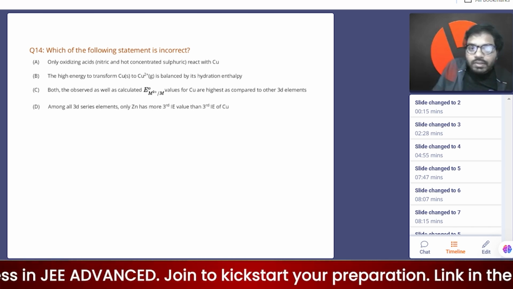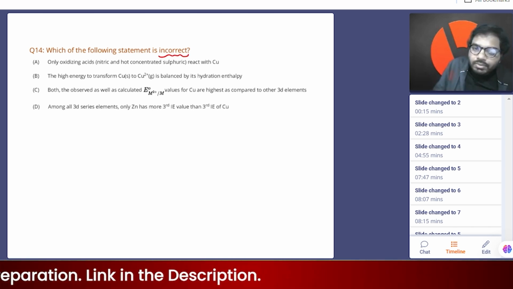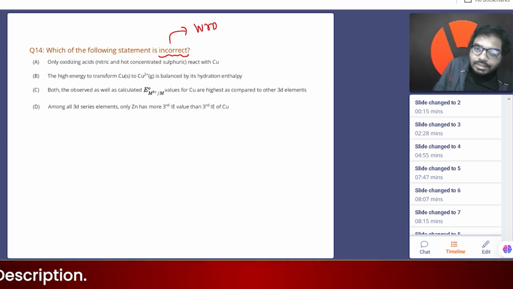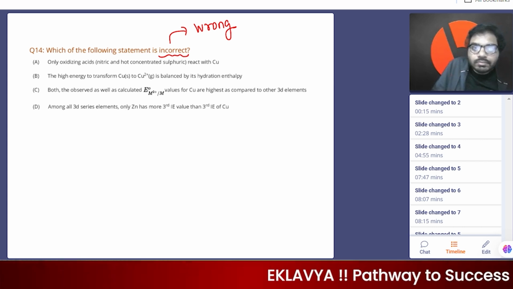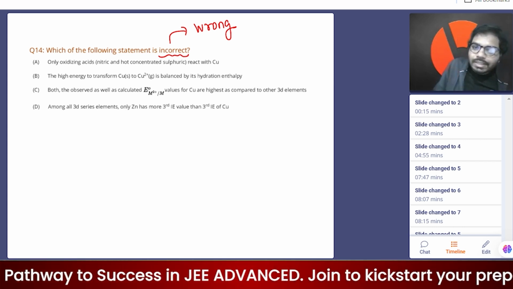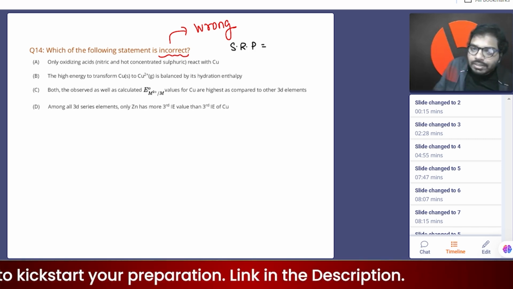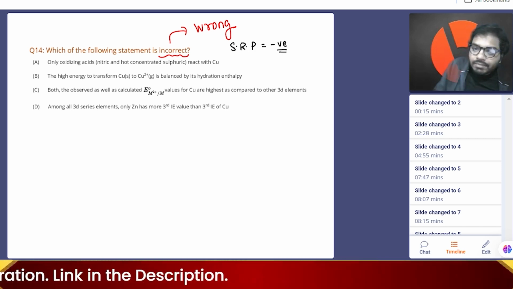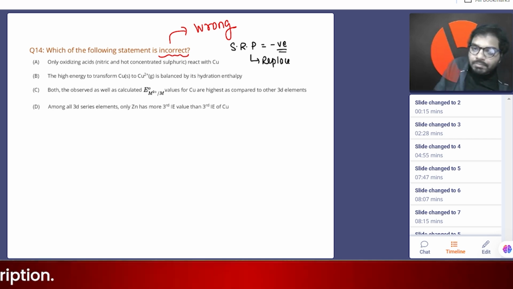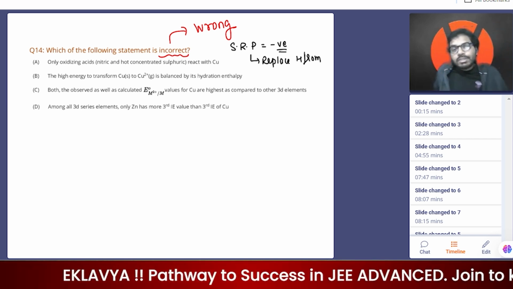So moving forward, which of the following statements is incorrect? First of all, we have to read the question very carefully. They are asking which of the following statements is incorrect or wrong. Only oxidizing acids react with copper, which is correct. In electrochemistry, we have seen that elements with negative SRP replace the hydrogen from the acid. Copper has a positive SRP.